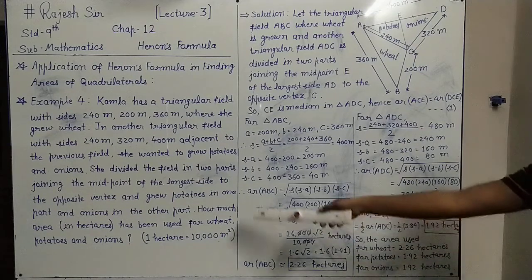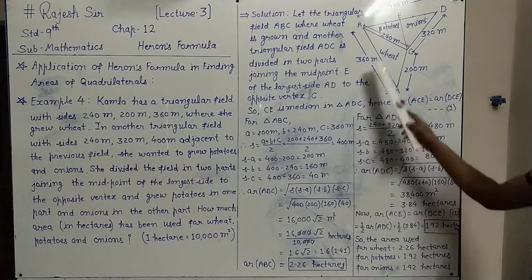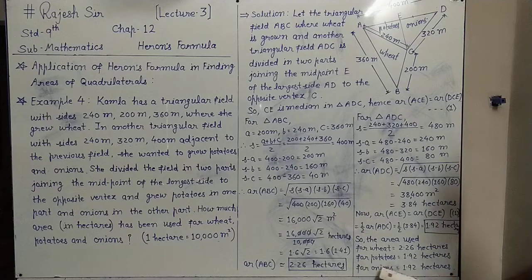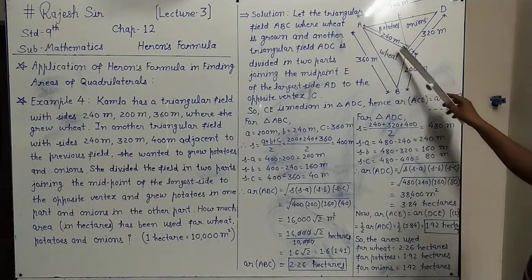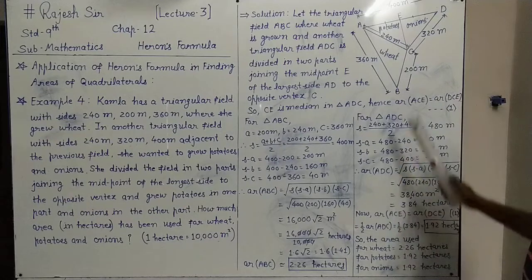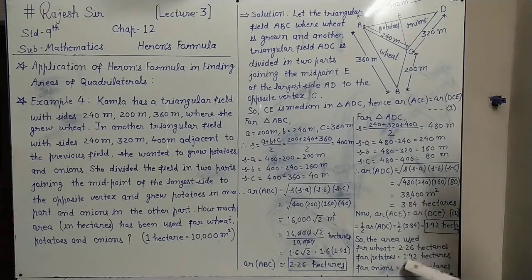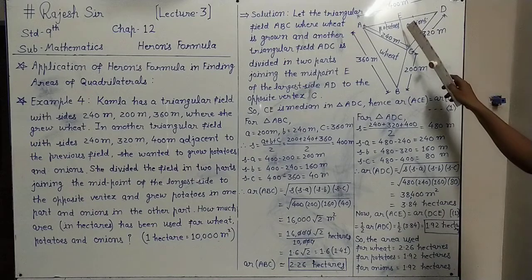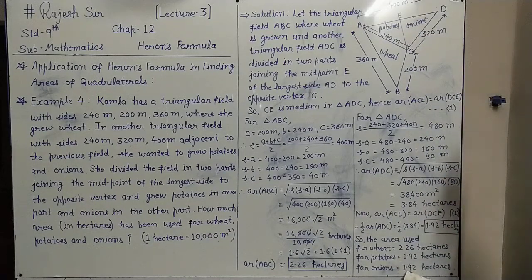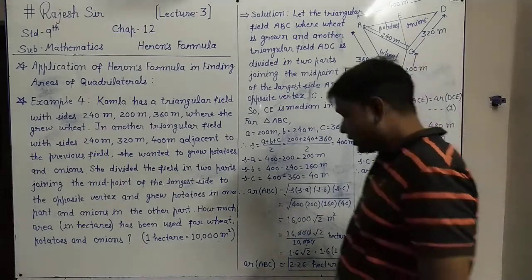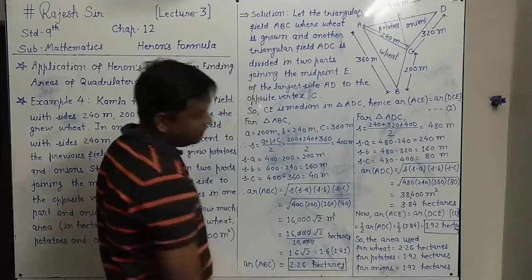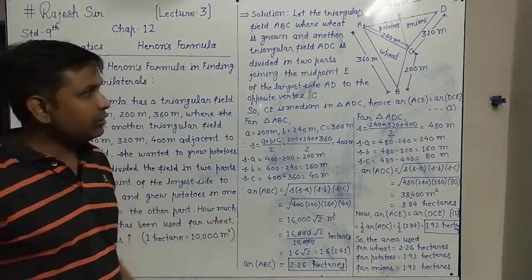So the area used for wheat is actually the area of triangle ABC, that is 2.26 hectares. For potato, how much area is used? For potato, triangle ACE is used, and it is half of the original one, that is 1.92 hectares. And the area used to grow onions is this part, DCE, also the same as ACE, so 1.92 hectares. So all the areas where wheat, potatoes, and onions are grown, we have found in hectares.